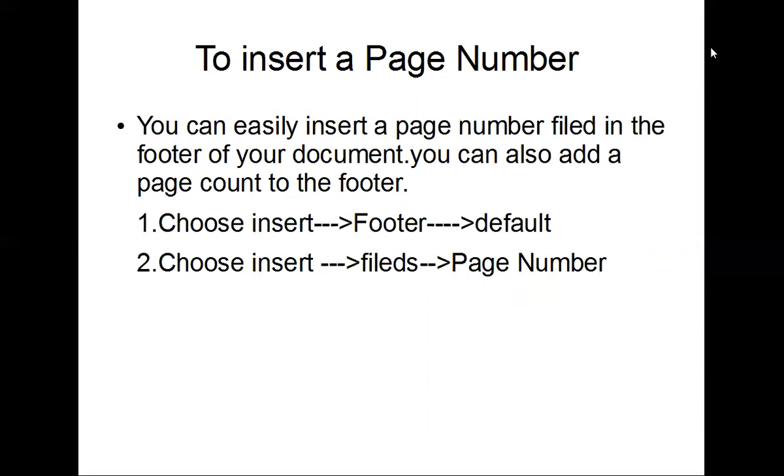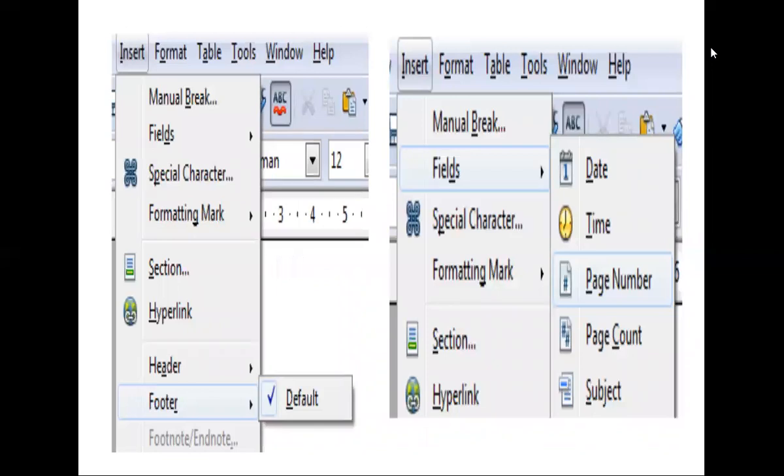Okay, clear header and footer. So next, how to insert a page number. You can easily insert a page number field in the footer of your document. You can also add a page count to the footer. Point number one, choose the Insert menu, Footer, then Default. Next, second, choose Insert, Fields, and Page Number. Click the Insert menu, click Footer, and click Default. The next step, insert fields and page number. Clear? Insert page number, and your header and footer will display the page number.